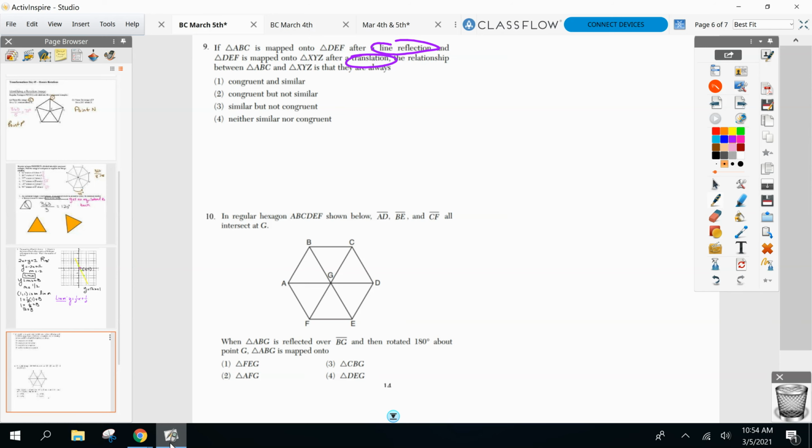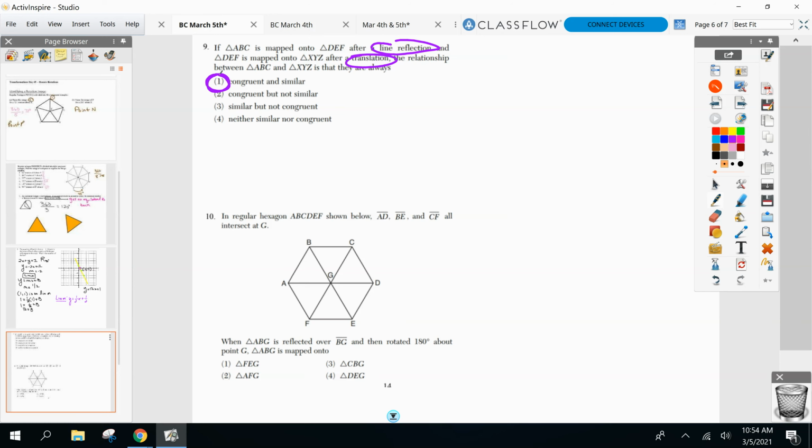What do I know about corresponding angles? They're equal, congruent. Does a line reflection or a translation change angle measure? No, they do not. So those 2 triangles would also be similar. Good job. How would something be congruent but not similar? That's never happening. Anything that's congruent are similar to each other.